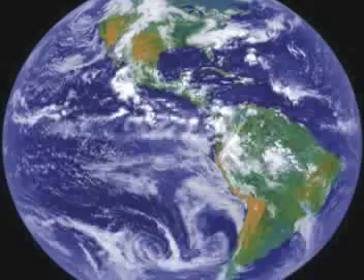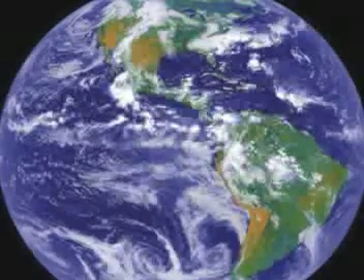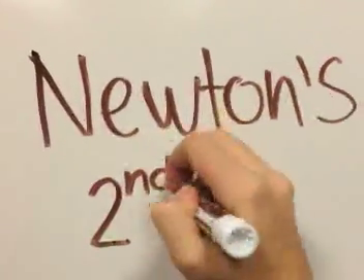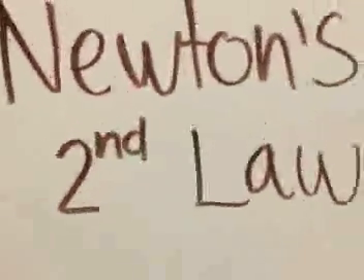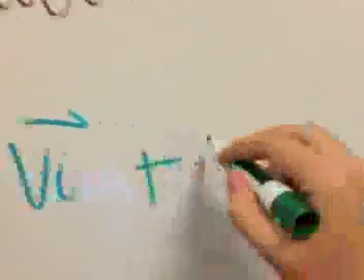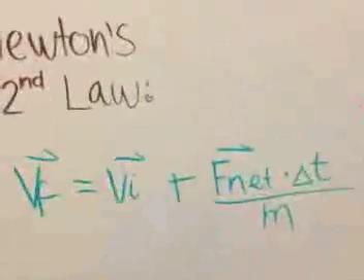For lab number 1, we had to apply Newton's second law into the real world. Newton's second law allows us to predict an object's future motion, since it states that an object's final velocity is equal to its initial velocity plus the net force acting on the system times delta t over the mass of the object.